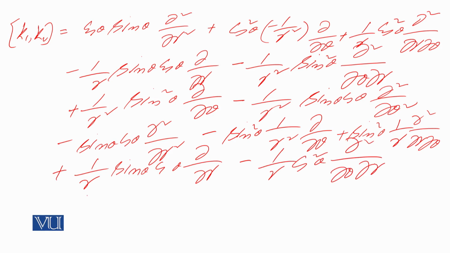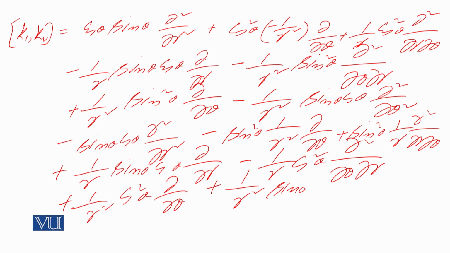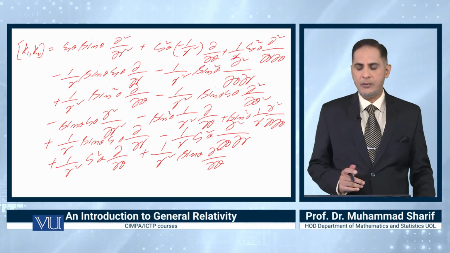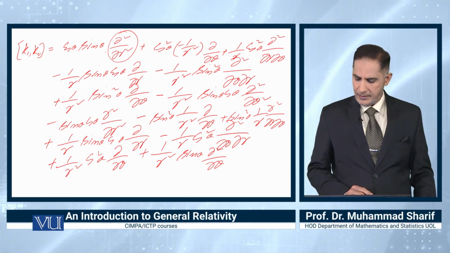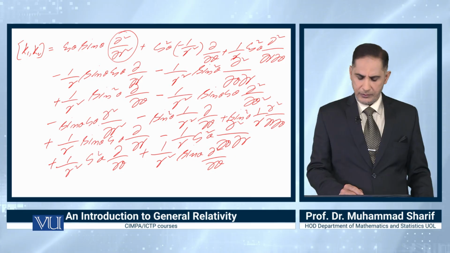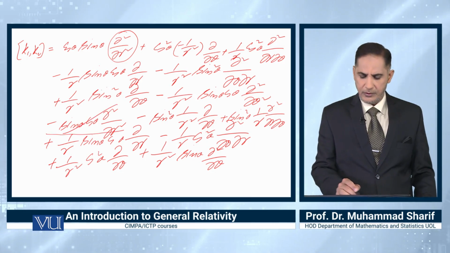And finally, the last two terms: 1 over r square cos square theta partial by partial theta plus r square sine theta partial square by partial theta. So we have opened all the terms, and one should take care of all these terms because any mistake will lead to the wrong result. So let us check. First of all, we check this type of terms. We have this one, and then we have this one, and you can see these two terms cancel out.